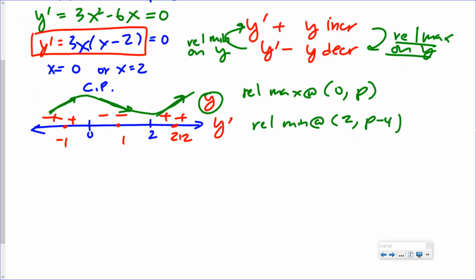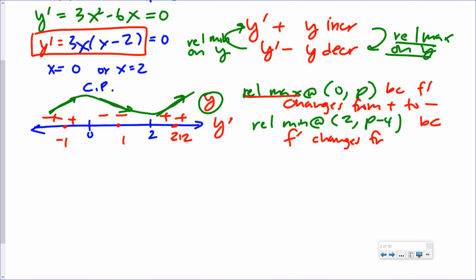Let's do our justification. What's the justification for relative max? Because what? F prime changes from what? Can I say negative to positive here? Would that be right? No, guys. You have to work left to right. And over here, you see that F prime changes from positive to negative. And that's why you have a relative max. Why do you have a relative min? What's your justification? F prime changes from negative to positive. Okay. Negative to positive. You guys good with that? Okay. So here, can you guys justify on your own?